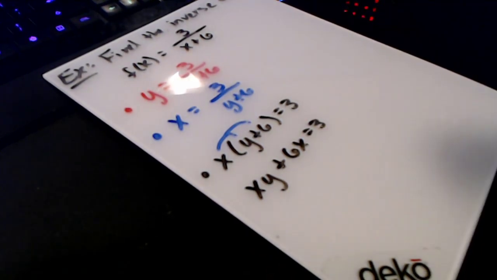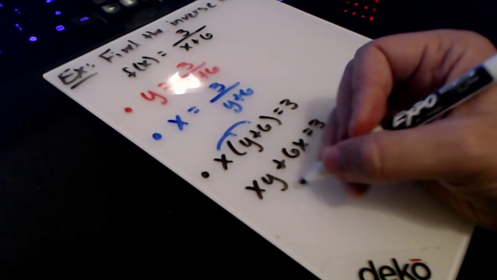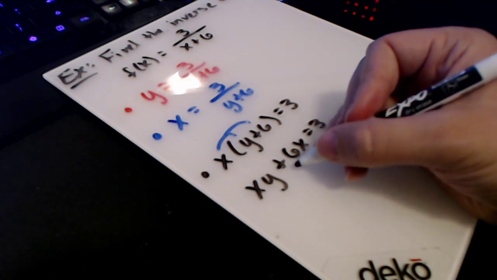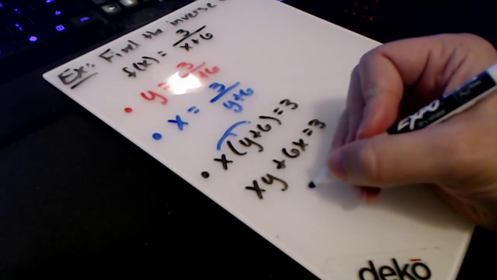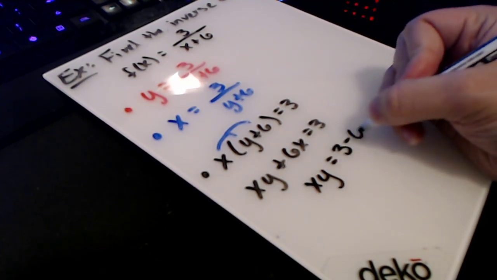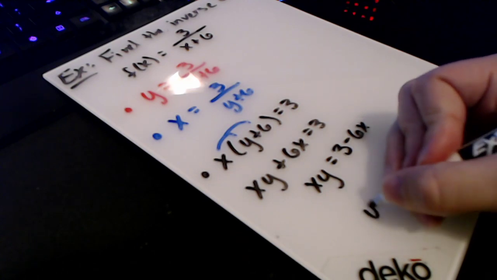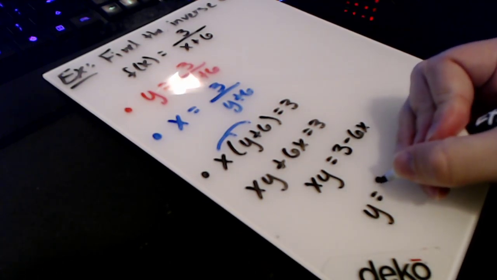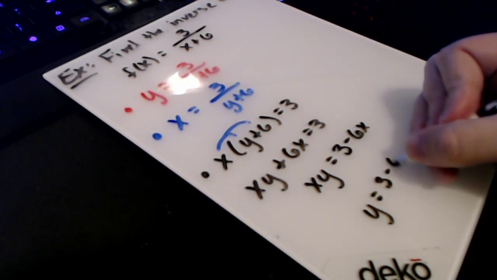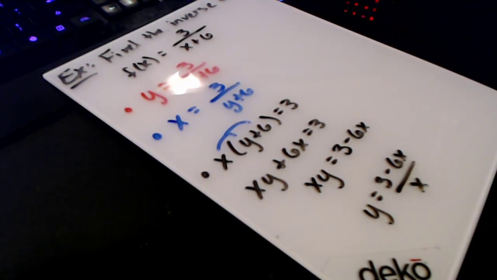And now you're back to solving just like before. This is an algebra equation. You want to solve for y. So you're going to get rid of 6x, and the way to do that is subtract. You're going to subtract 6x from this side, bring it over here. So you have xy is equal to 3 minus 6x. And then you're like, hey, this is multiplication, so I'm going to divide by x. And I get 3 minus 6x over x, and then we're just going to rewrite that as our inverse.